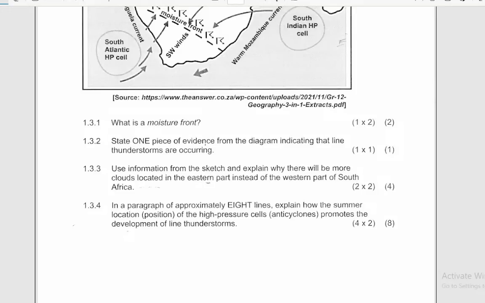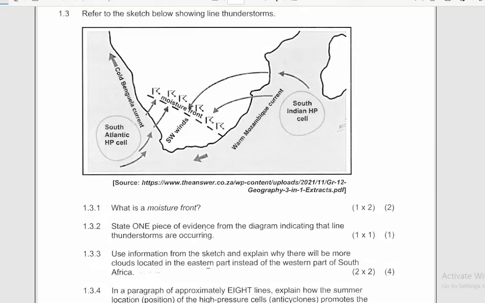What piece of evidence from the diagram? We are seeing this conventional symbol that we use for thunderstorms. I think you must be aware, because that is grade 10. The conventional symbols that we use when we are interpreting weather, when we are doing synoptic weather maps, this symbol represents thunderstorms. So if you can see, we have 1, 2, 3, 4, 5, 6, all of them on the eastern side of the front. So that is clear evidence that we are having line thunderstorms there. They are indicated, and they are on the east of the moisture front.